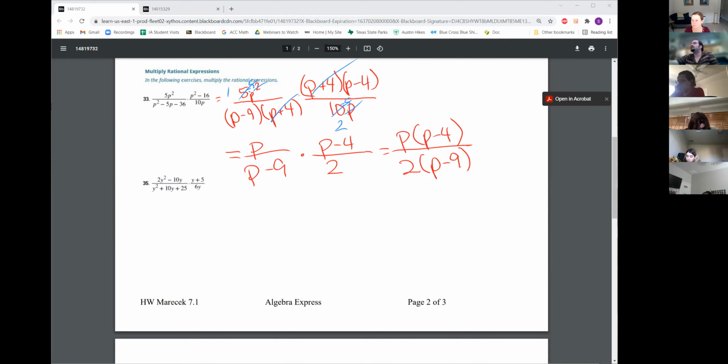Yes, I got it. I'm checking my work, or I'm comparing it. Other students, did you get this? Do we have a mistake somewhere, or did we get this? I had one mistake. Okay. I just forgot the p minus 9.